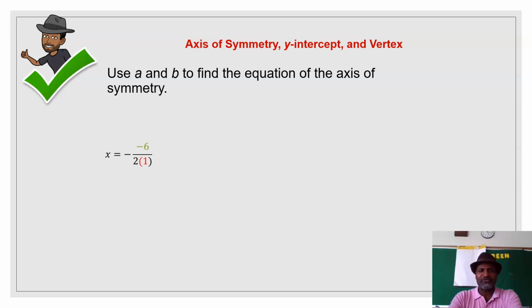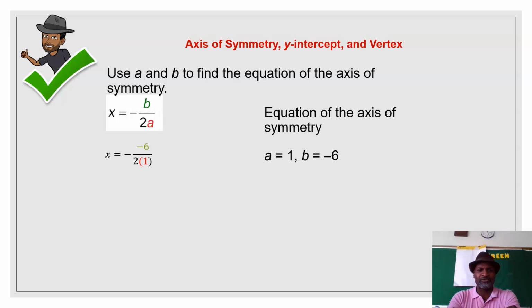Now, the axis of symmetry, you need to use a and b to find the equation of the axis of symmetry. So here is the equation that you use. x equals negative b over 2a is the equation of the axis of symmetry when I give you the standard form. So if you substitute a is equal to 1, see where it goes? And b is equal to negative 6, see where that goes? And remember, there's a minus sign in front of the whole thing.